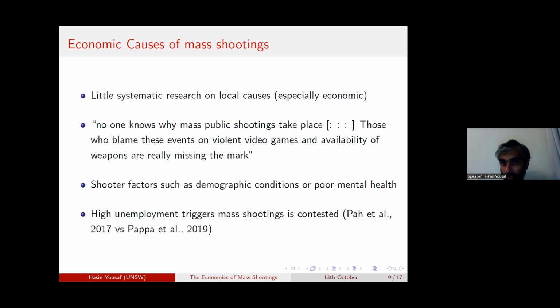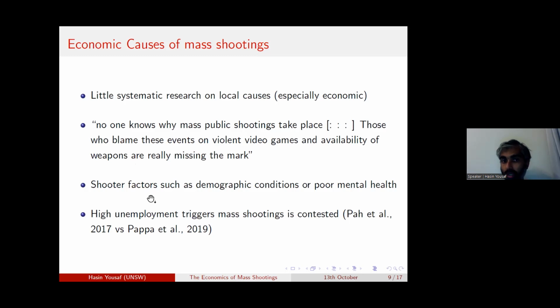According to Grant Dewey, those who blame these events on violent video games and availability of weapons are really missing the mark. This is according to his analysis. However, there is little empirical evidence whether this is true or not. So it would be interesting to actually see, if there are different counties with different access to violent video games, how mass shootings in those counties compare to the others.